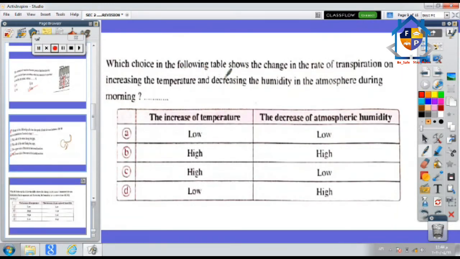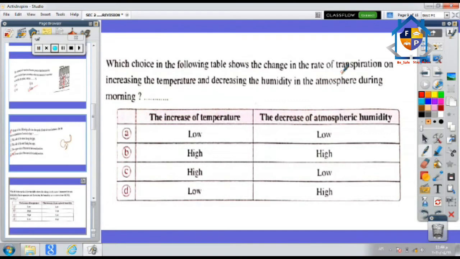Which choice in the following table shows the change in the rate of transpiration on increasing the temperature and decreasing the humidity in the atmosphere during morning? During morning, the rate of transpiration will change. Transpiration increases due to the increase in temperature and the decrease in humidity, to allow the large amount of water to rise up or to get rid of it.